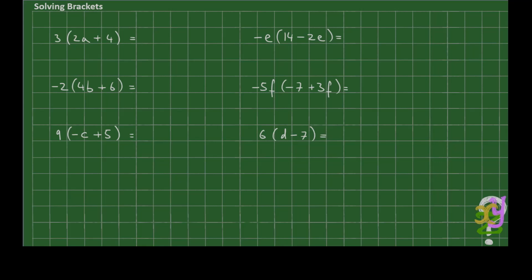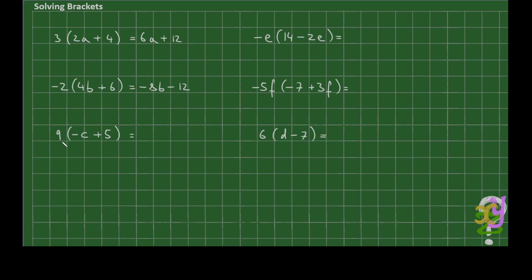Recall that when we need to solve a bracket, we need to multiply whatever is outside of the bracket with everything that is inside the bracket individually. So in the first case we will have 3 multiplied by 2a, that is 6a, and then 3 multiplied by positive 4, that is positive 12. In the next example, we have negative 2 multiplied by 4b, that is negative 8b, and we have negative 2 multiplied by positive 6, that is negative 12. Recall, a negative multiplied by a positive will give a negative.